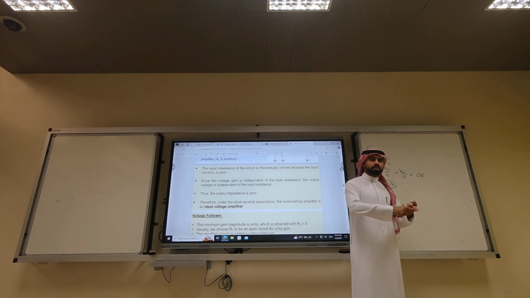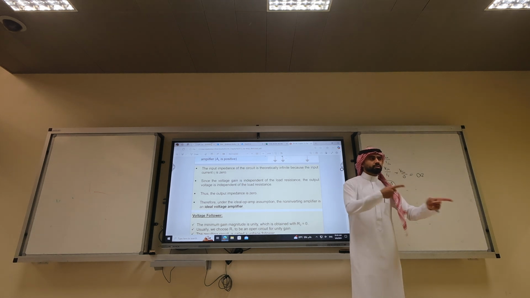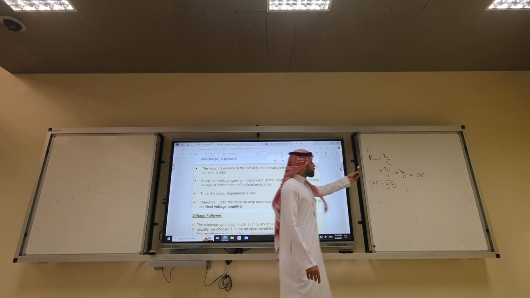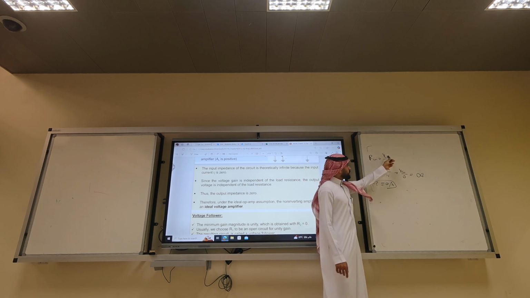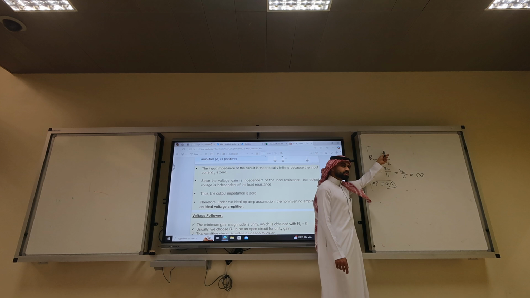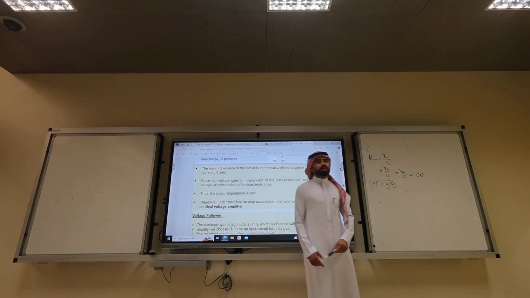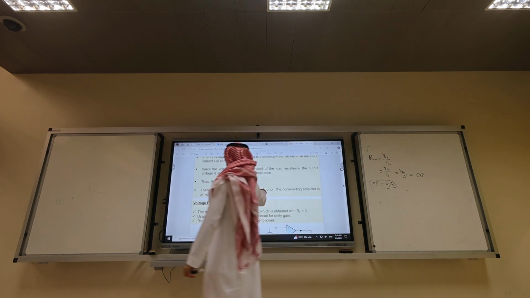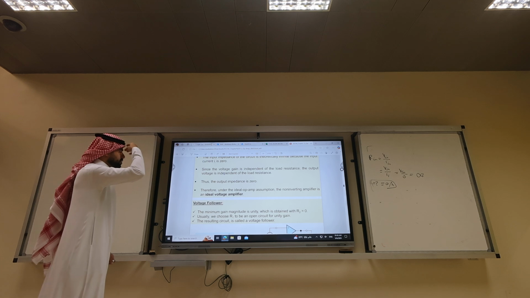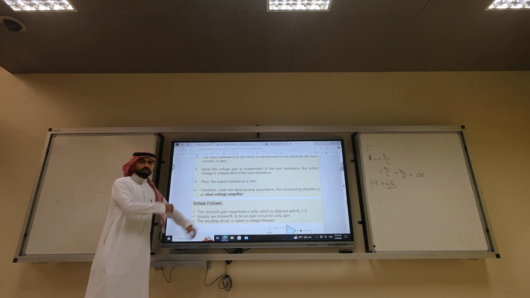For the input impedance, you have to do analysis. It could be R1 or infinity or a combination of 2 or 3 resistors. But this formula for R input is the most important formula: V input over I input. What is I input in this case for a non-inverting amplifier? 0. V input over 0 is what? So it has infinite input impedance. Get it? Therefore, under ideal assumptions, the non-inverting amplifier is also an ideal voltage amplifier.